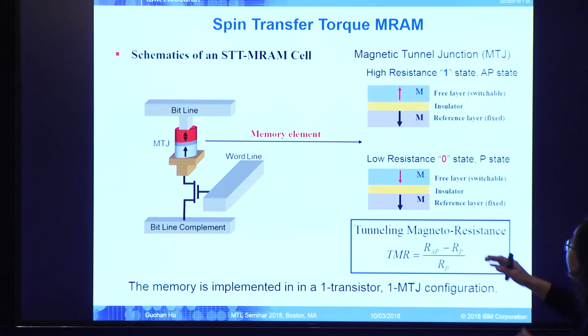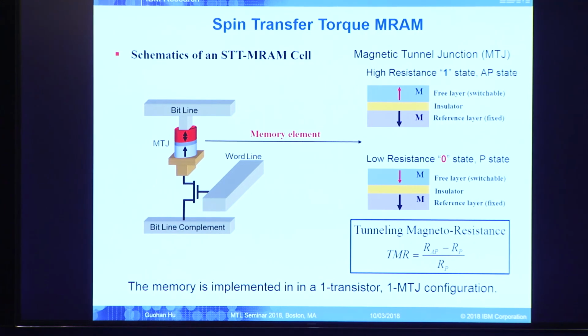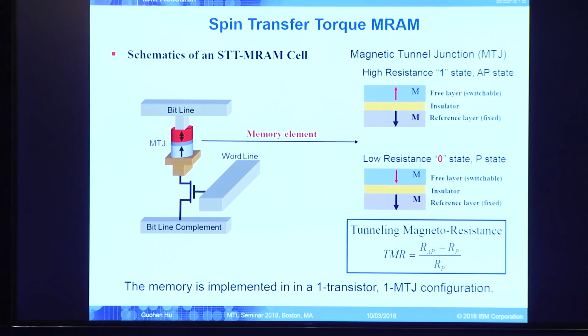You can imagine you want this difference to be as big as possible, otherwise you will have a problem when you read. One single device is OK: you have one state here, one state there, one low, one high. But if you have a memory device with millions or billions of bits, each will have a distribution. If the states are not far apart, the distributions will merge together, and you will never be able to tell what's a 0 and what's a 1.